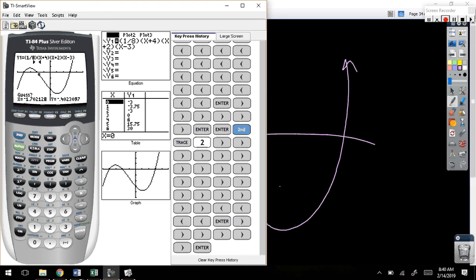Do you want me to guess? Well, that's why I did all this work. And so there's my next 0, which is -2.